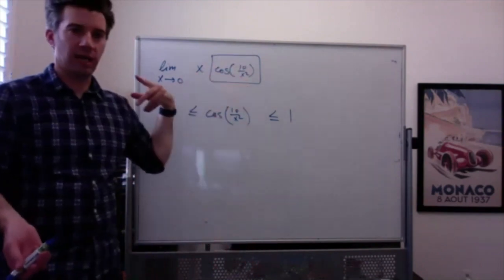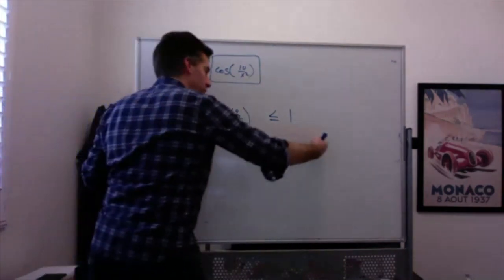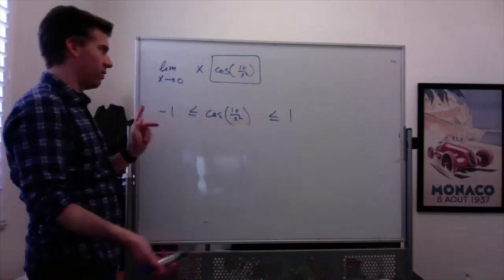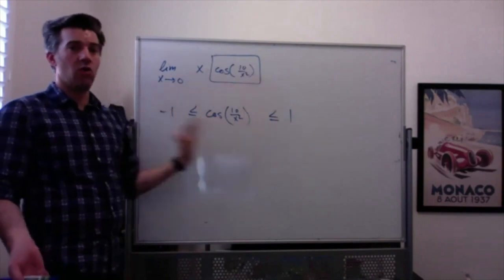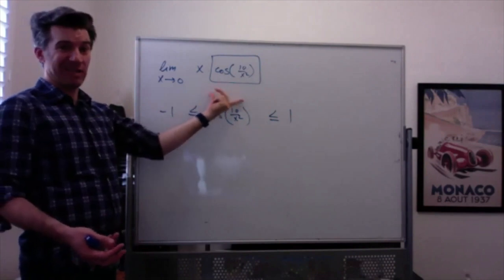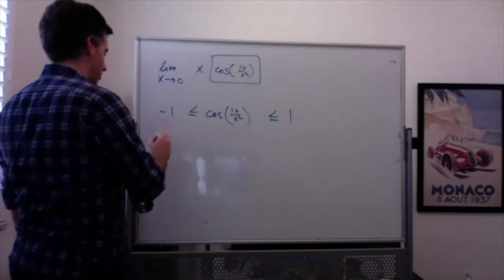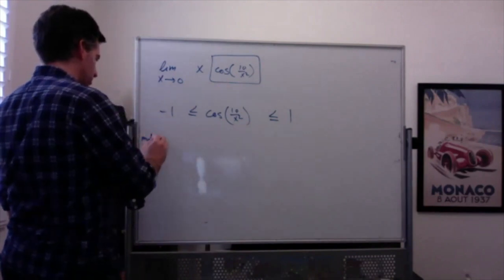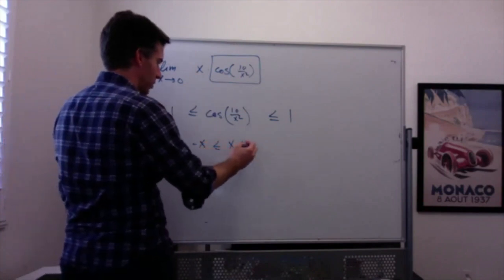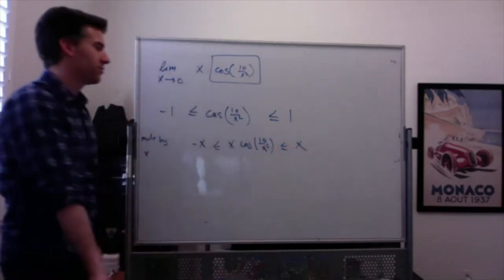You have some cosine or sine thing and some expression with other pieces. You write this inequality where you've got your cosine or sine of whatever between 1 and -1. And then you manipulate the whole compound inequality so that the middle part looks like the thing you're trying to take the limit of. In this case, that just means we're going to multiply everything by x. So I get -x is less than or equal to x times cosine of 10 over x squared, and that's less than or equal to x.